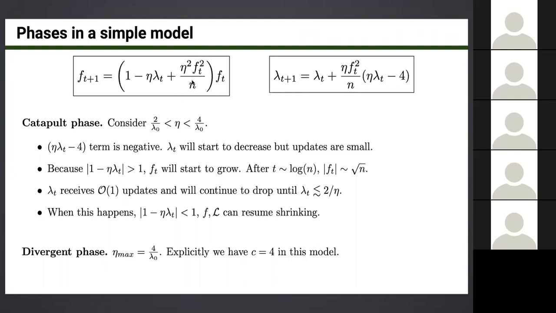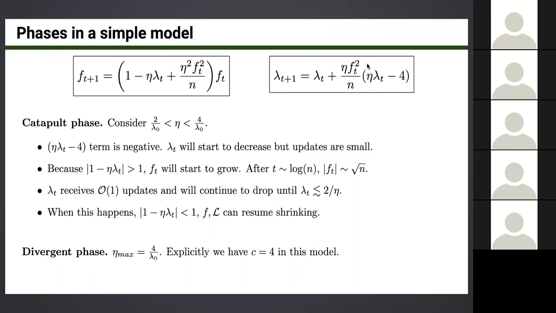Even when f, at some point, becomes of order root n, this term becomes of order 1, and it helps you by quite a lot. But even if that starts to shrink f, once f starts to shrink, again, the effect of this term is quite small. And so you're going to be governed by this 1 minus eta lambda term.